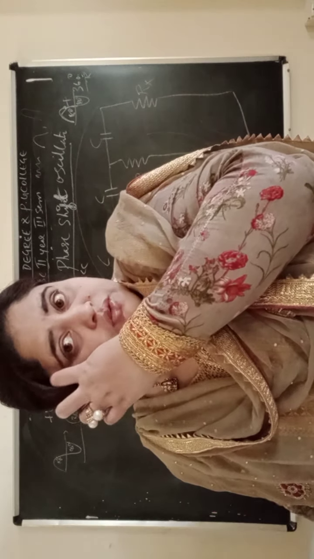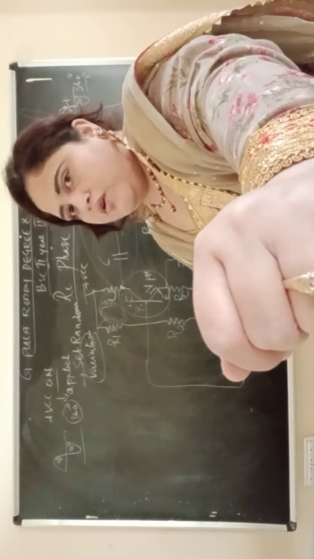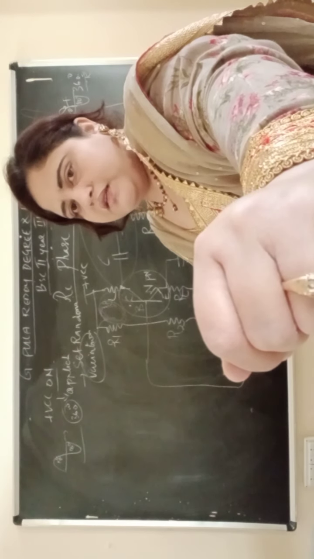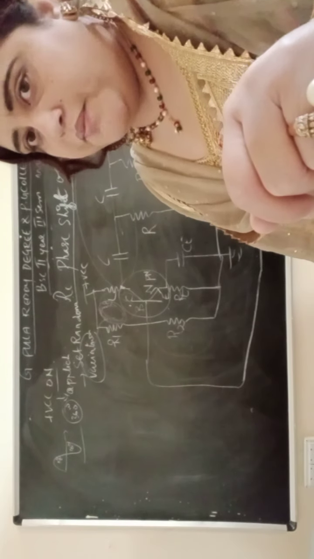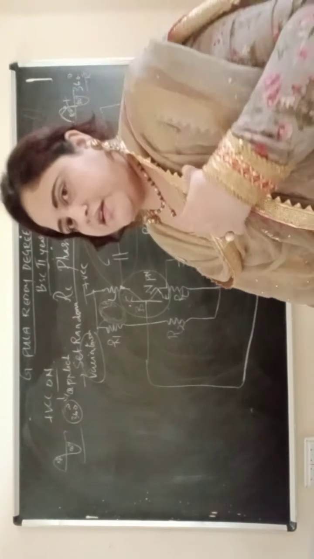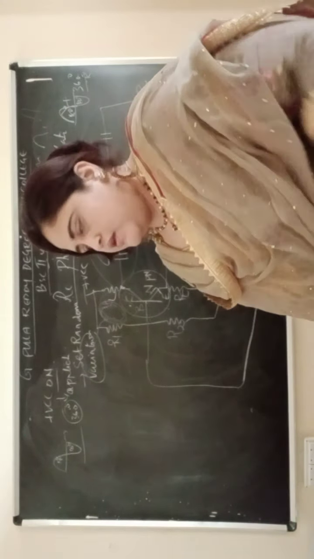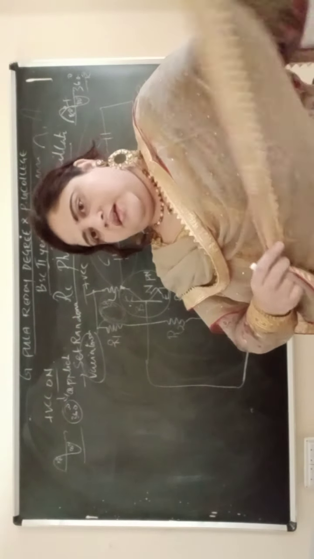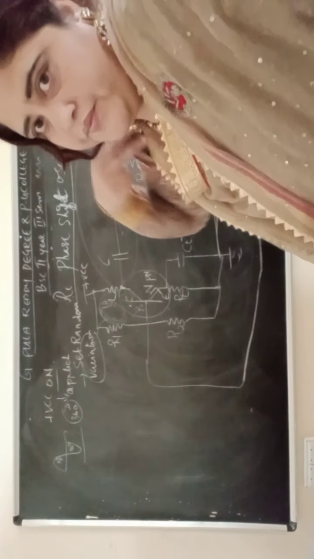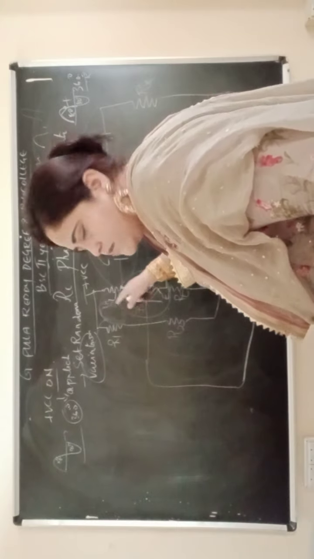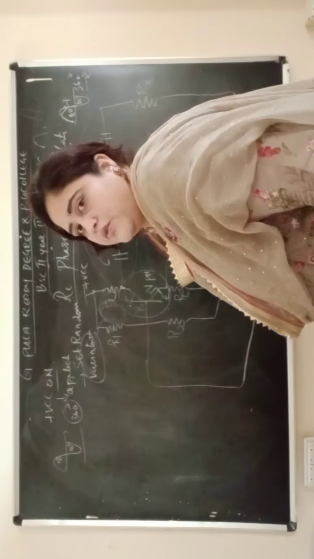So what have you learned in operation? Once again I am telling, in operation you have learned that first, when VCC is on or when VCC is applied, the circuit will be set into random variations. These random variations will be amplified in the collector circuit.